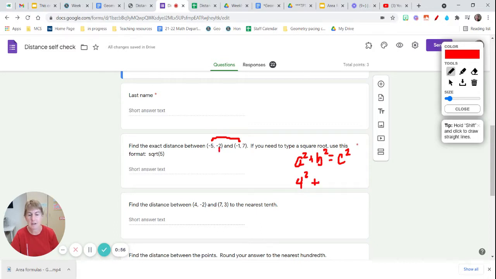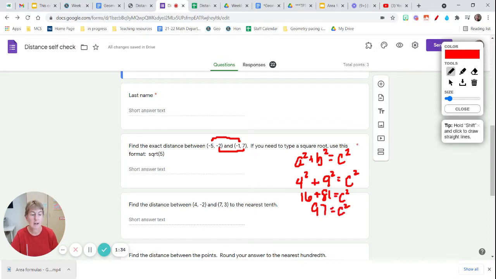Distance between my y values here from -2 up to +7. Think of a number line, think of a thermometer. That's going to be 9 steps. So 9 squared here equals, I can leave it as c squared or I can change it to d for distance or whatever. Most people are just leaving it as c squared. I'll go with that. And so I have 16. Remember, you have to do the exponents first, plus the 81 equals my c squared. And 16 plus 81 is 97, still c squared.